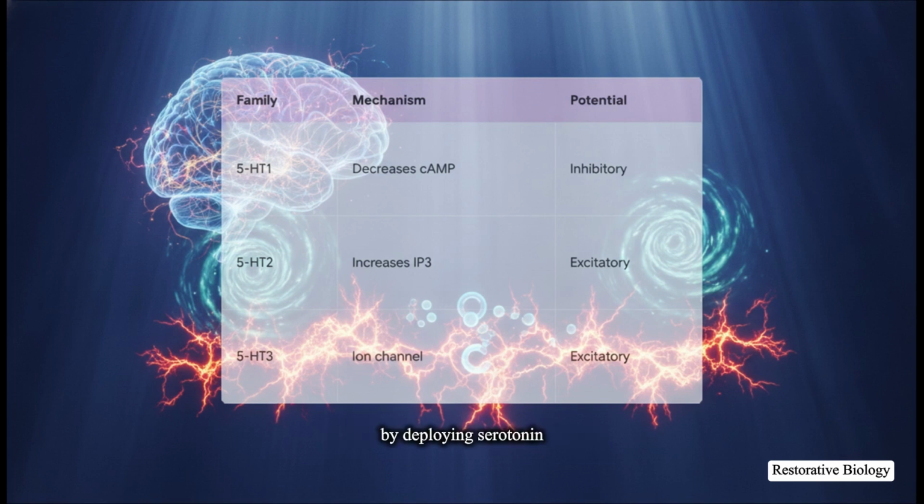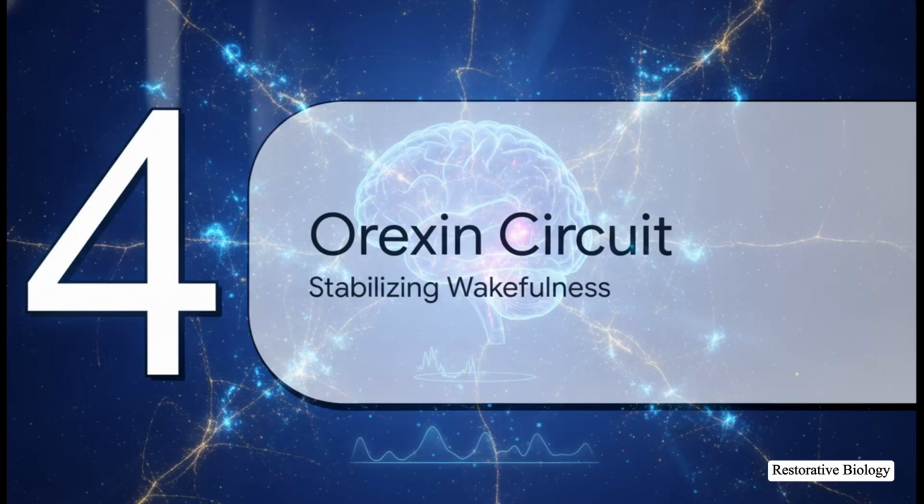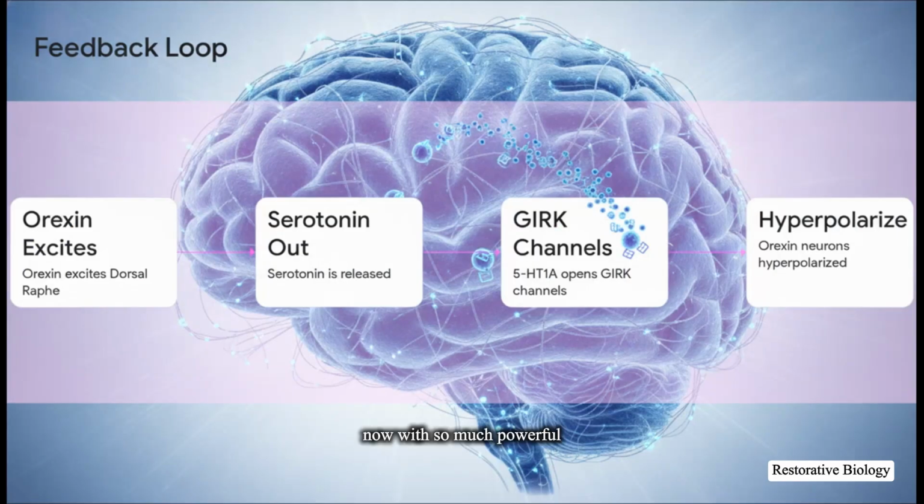By deploying serotonin across these varied receptor families, your brain can intricately fine-tune your entire nervous system, keeping you alert, reactive, and fully conscious. Section 4. The orexin stabilization circuit. Now, with so much powerful excitatory neurochemistry flying around, you might be wondering, how does our consciousness actually remain stable? The answer is found in one of the most elegant molecular feedback loops in all of human biology. Let's break it down.